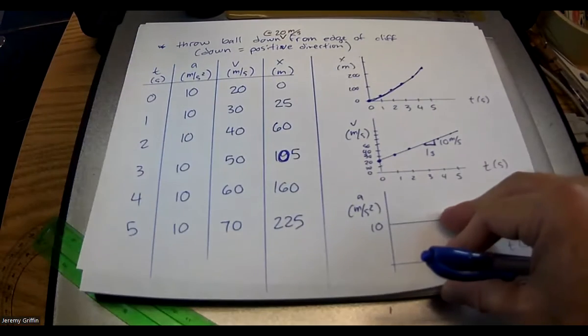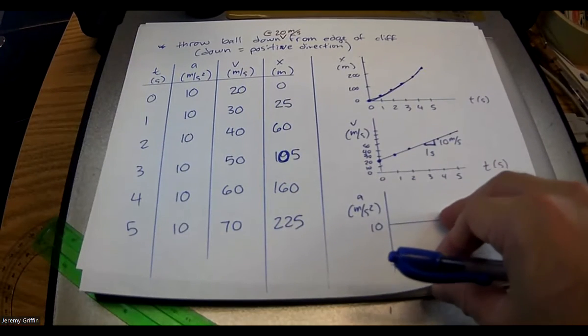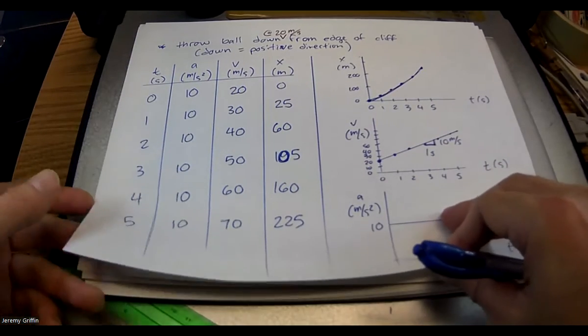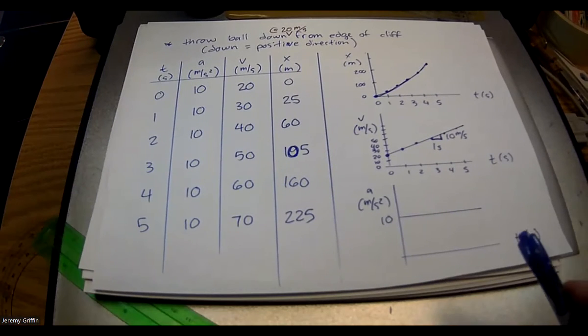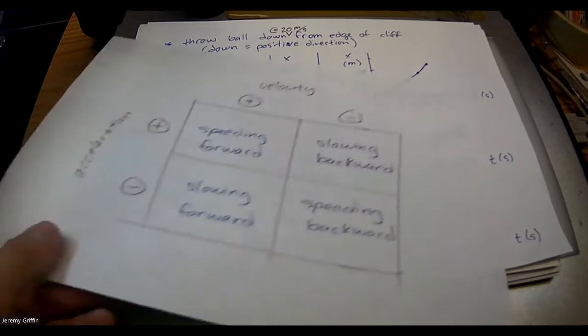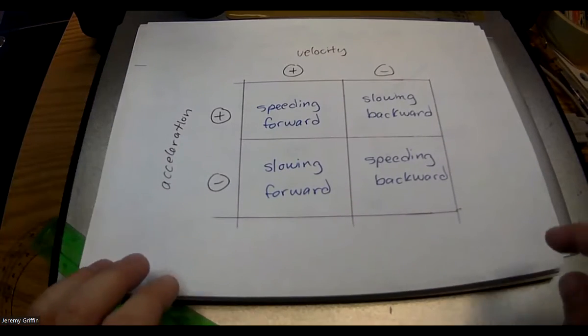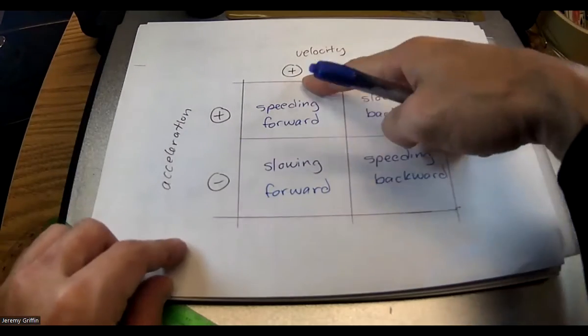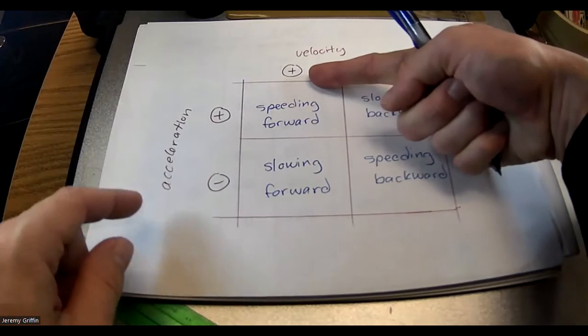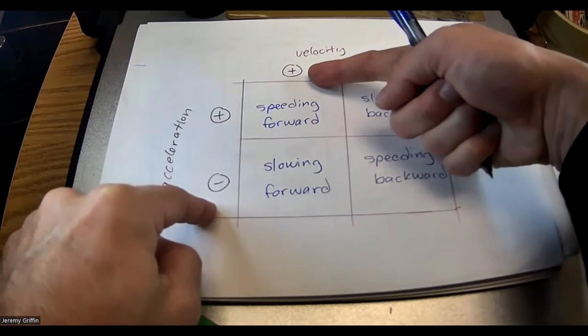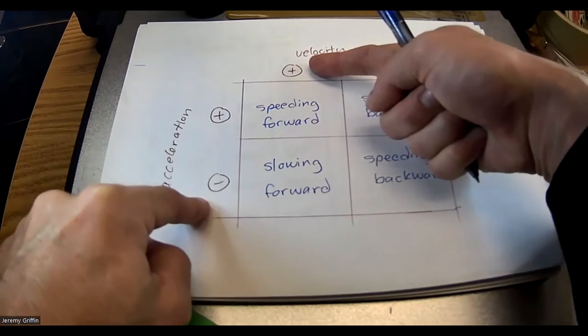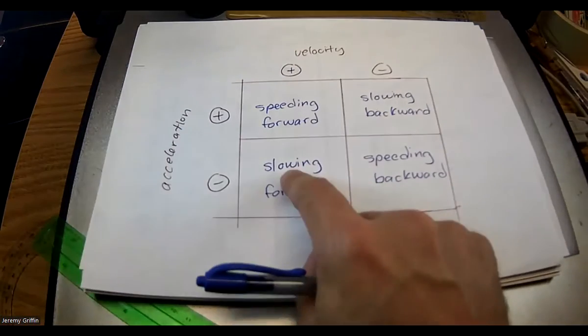All right. You guys ready to move on? Next example. Okay. Let's do a car braking to a stop. Let's think about this. Shouldn't that be moving forward? But which way is the acceleration? Negative, right? So positive velocity, negative acceleration. The car is moving forward, but slowly to a stop.